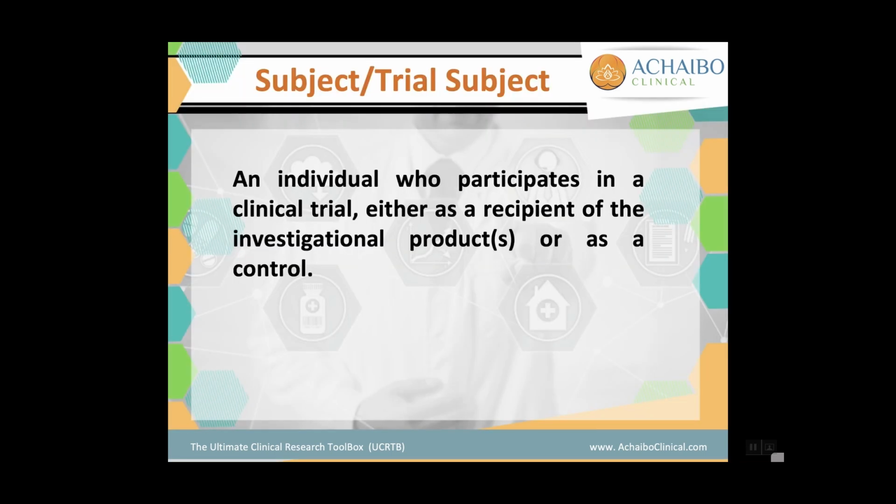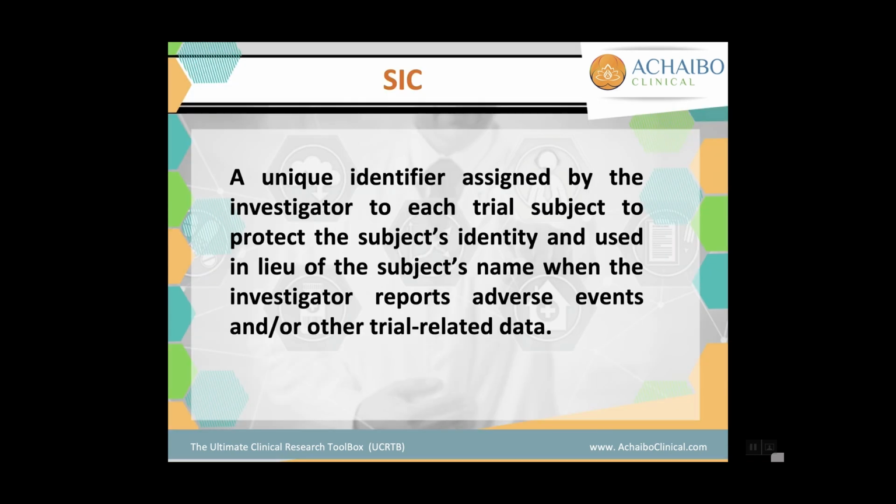So the next is a subject that participates in a clinical trial. It's an individual who participates in a clinical trial either as a recipient of the investigational product or as a control group. Next is the subject identification code, or the SIC. This is a unique identifier assigned by the investigator to each trial subject to protect the subject's identity and used in lieu of the subject's name when the investigator reports adverse events and or trial-related data. So the subject identification code is what is used in the clinical trial.